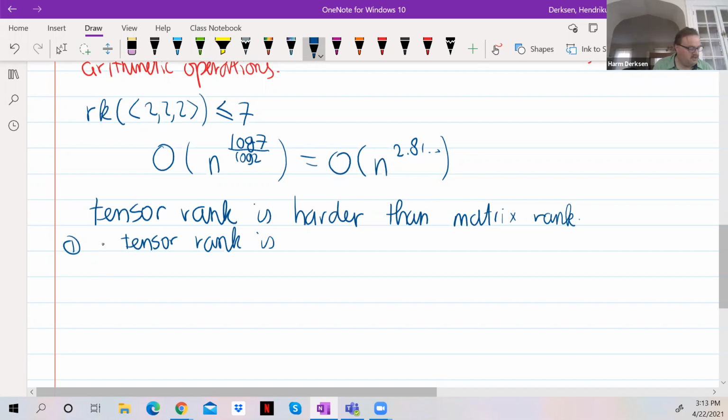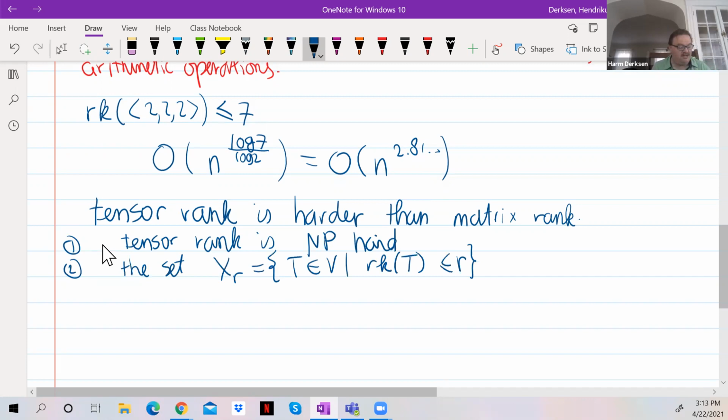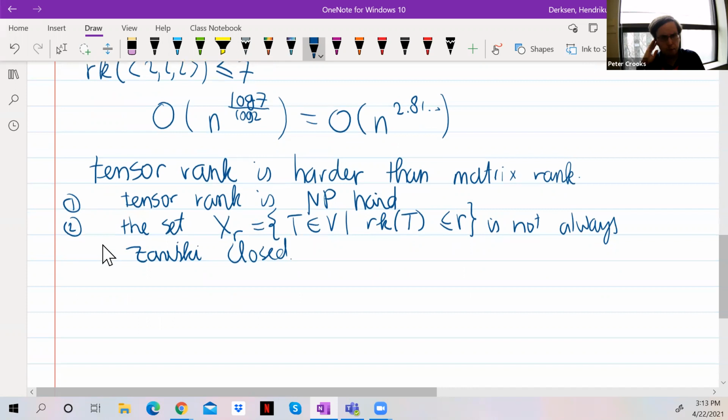Calculating the tensor rank is NP-hard. Another interesting thing that is different for tensors is the set X_r of all tensors T in V1 tensor up to Vd such that the rank of T is less than or equal to r. If you consider this set, then it's not always Zariski closed. The best you can say is more or less that it's a constructible set, but it doesn't have to be a Zariski closed set. But not even locally closed.